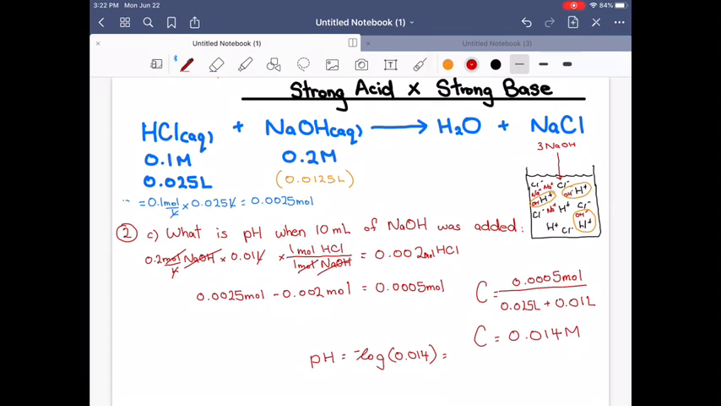Let me get out my calculator. Can't do this one in my head. That's 1.85. Hey, it went up. It didn't go up much though. You added quite a bit of NaOH, but it really didn't go up much.